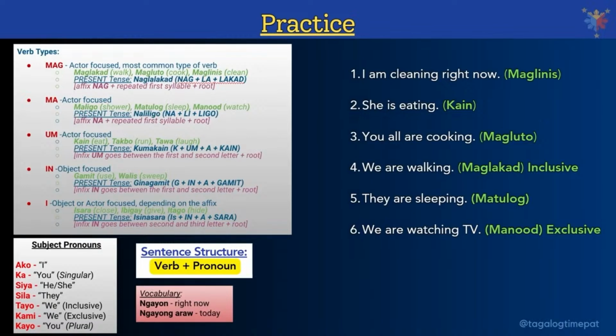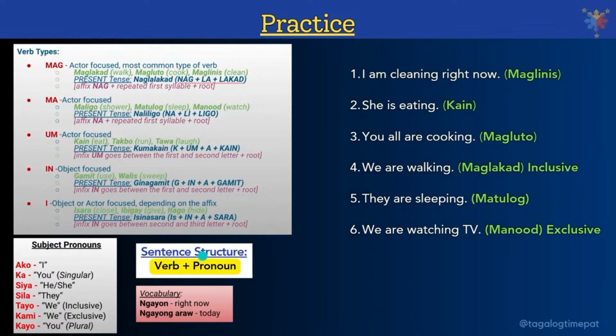Number 1, I am cleaning right now. Maglinis means to clean. Number 2, she is eating. Kain means to eat. Number 3, you all are cooking. Magluto means to cook. Number 4, we are walking. Maglakad, inclusive. Number 5, they are sleeping. Matulog. And number 6, we are watching TV. Manood, exclusive.